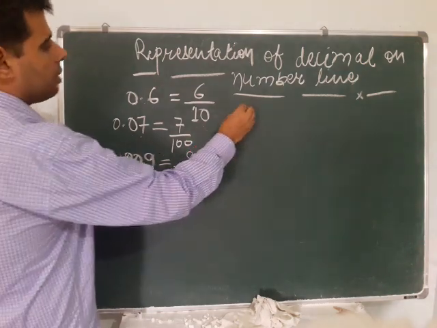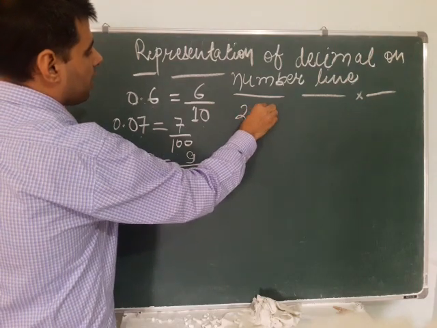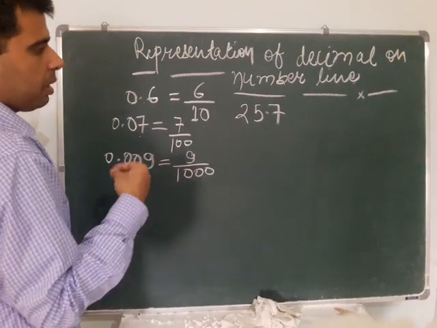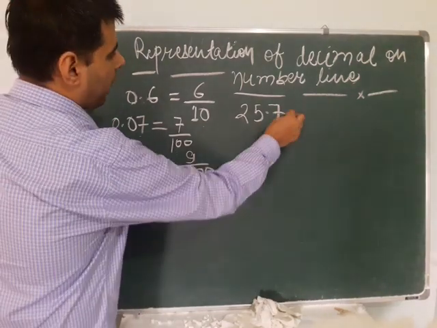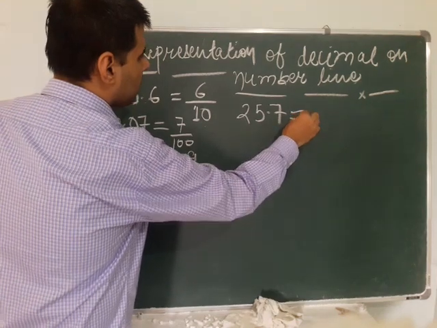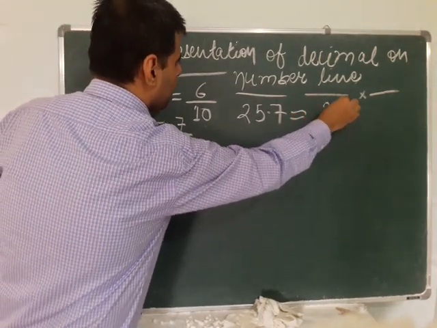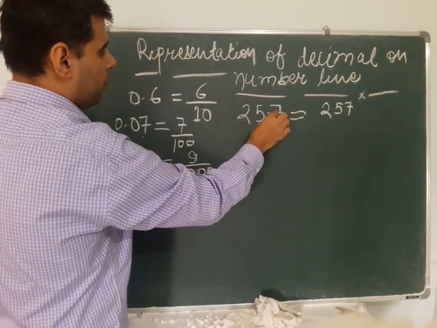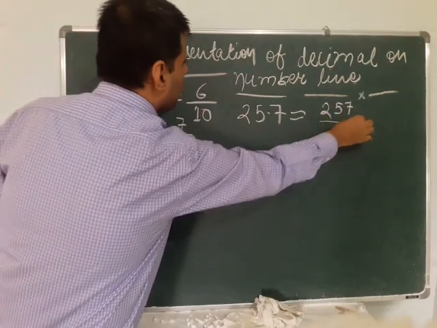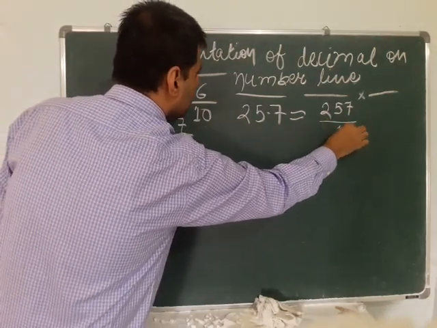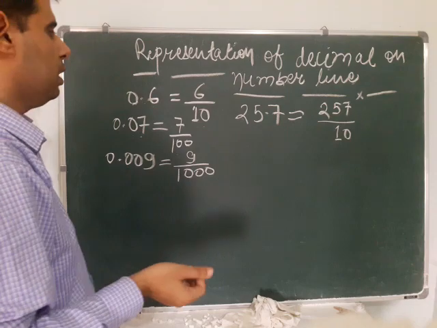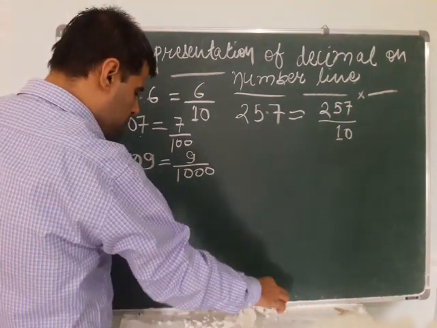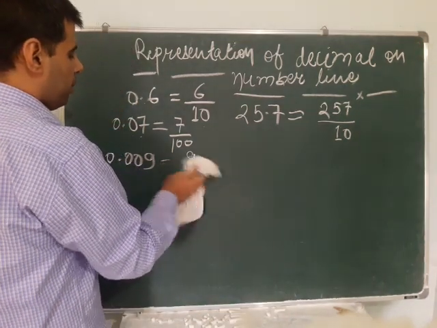Suppose the number is 25.7 and we have to represent 25.7. This is a decimal number. We have to represent it in its fractional equivalent. So it will be 25 and 7, we will write 257. Now since the number of digits after the decimal is 1, we will divide it by 10. So this is the way of converting a decimal number to its fractional equivalent. Now we will learn how to represent a decimal number on a number line.